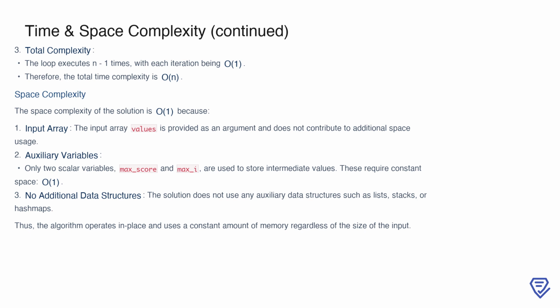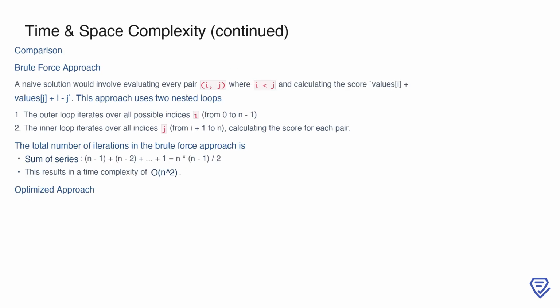To better understand the efficiency of the optimized approach, let's compare it with a brute force solution. In the naive approach, we would evaluate every possible pair (i, j) where i is less than j, and compute their corresponding score. This requires two nested loops. The outer loop iterates over all indices i from 0 to n-1, while the inner loop iterates over all possible j values from i+1 to n.